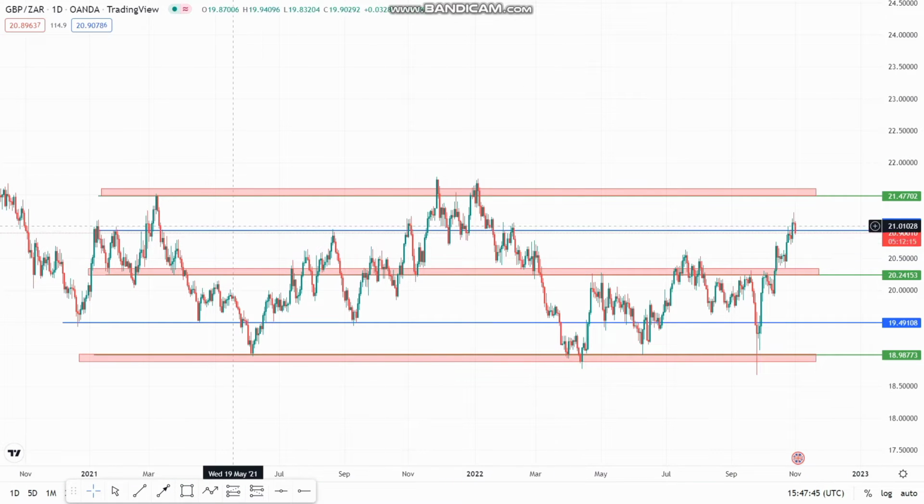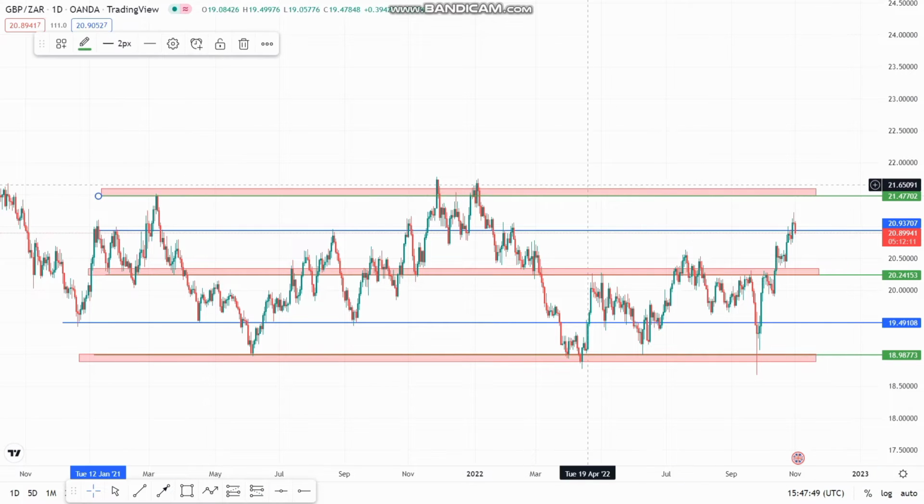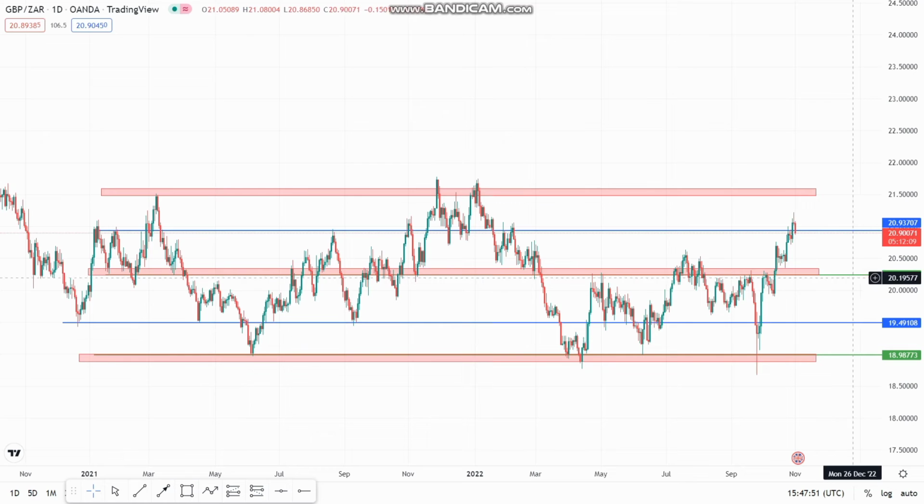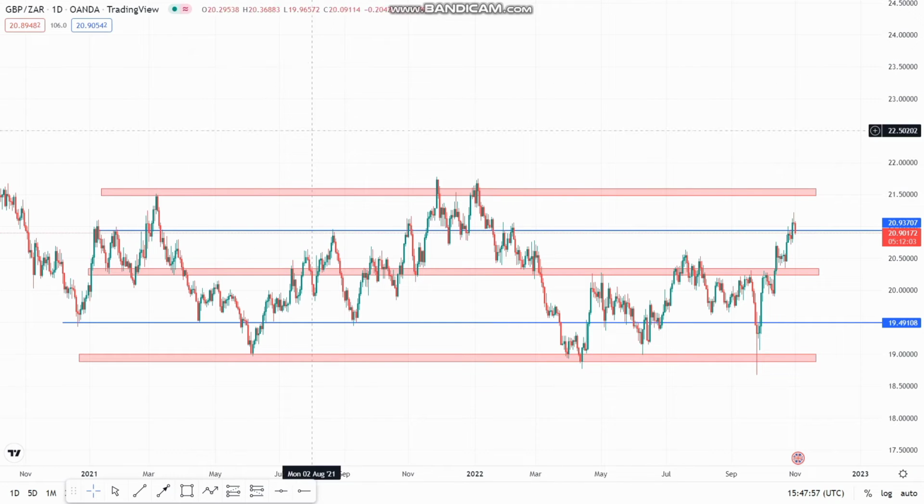Okay, so I've already laid out those levels right over here if you look closely. So let us move to the lower time frame and see what's really going on.